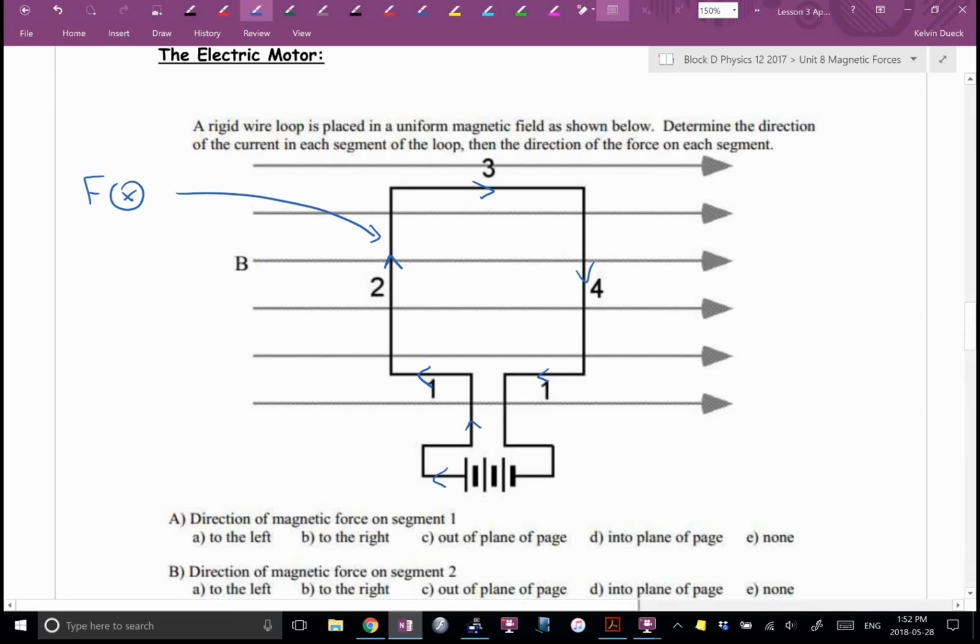Look at section number 4. Now, you're correct. It's moving down the page. Magnetic field is still pointing to the right. When I bend my hands and kind of do a yoga move, I end up with my palm pointing out of the page. This section of wire is going to feel a force out of the page. And what that means is this is going to spin.